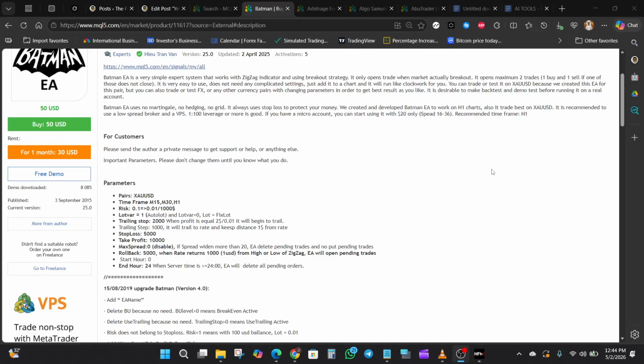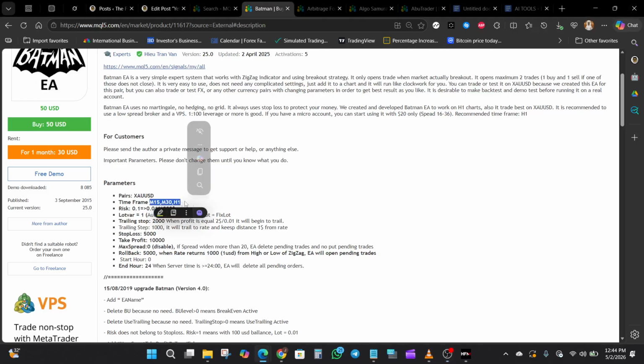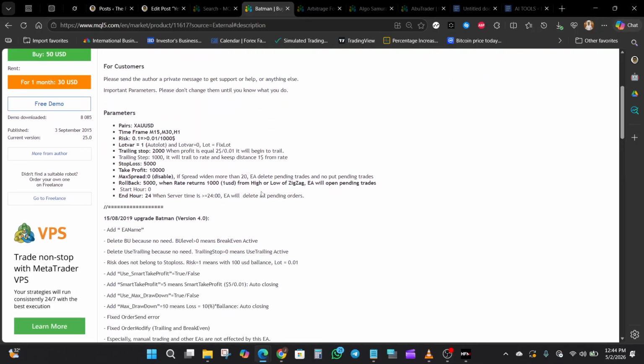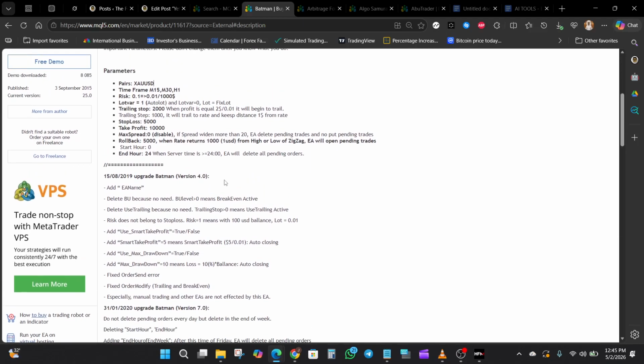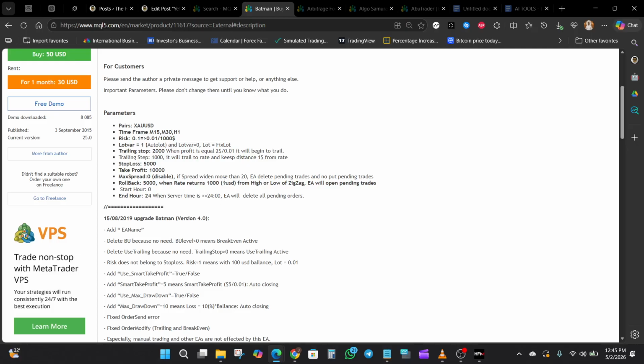It's also designed primarily for XAUUSD, and we can see that the time frames are M15, M30, and H1. One thing I like is that it explicitly avoids martingale, grid, and hedging strategies. That's important because it tells us the EA is not relying on aggressive recovery systems. Instead, it's using stop loss to control risk on every trade. At the same time, it allows a maximum of 2 trades, one buy and one sell depending on the setup, so it's not overloading the account with multiple positions.